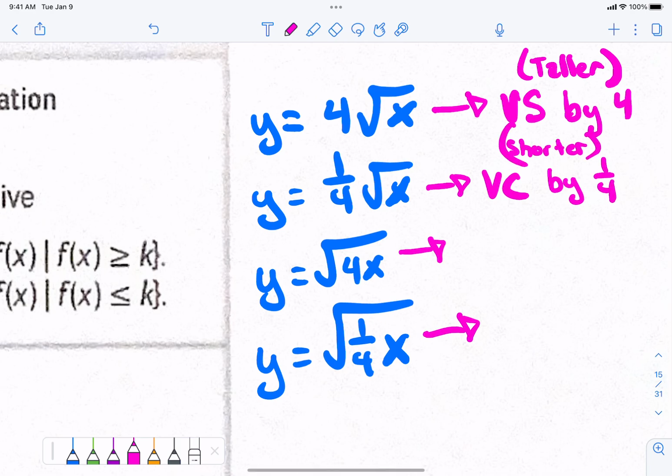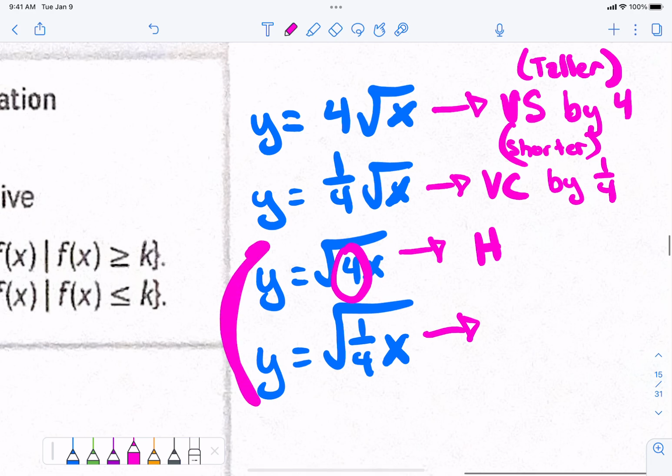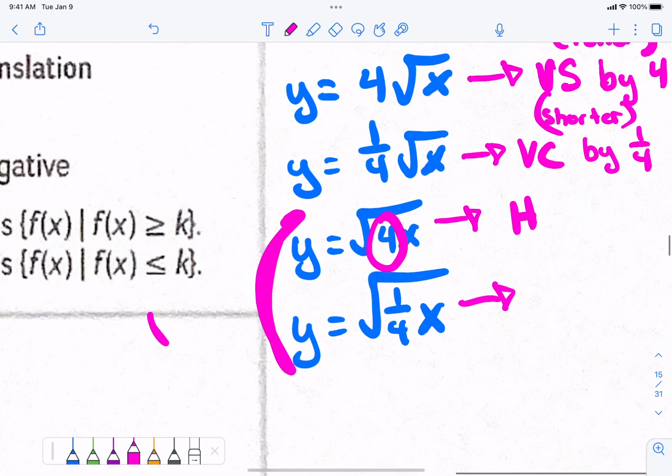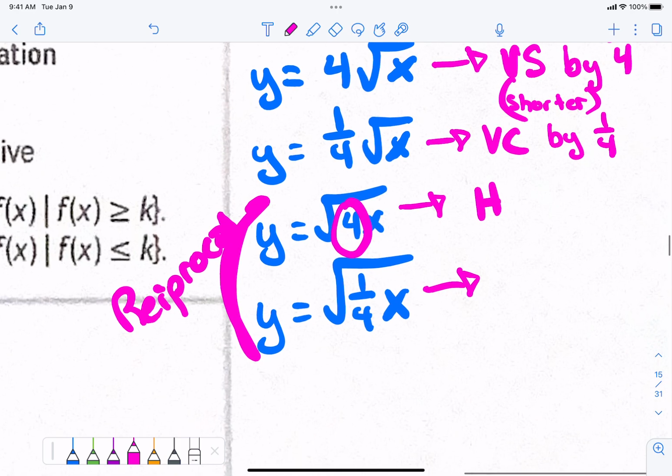All right, what happens if the numbers are underneath of there? Like if 4 is underneath of the bar. Horizontal stretch. This number is 4, and 4 usually means bigger. But these two are kind of like the earlier ones where it was the opposite, right? So here we use the reciprocal, right? What's the reciprocal of 4?